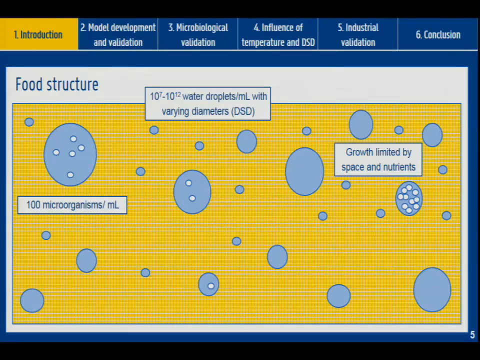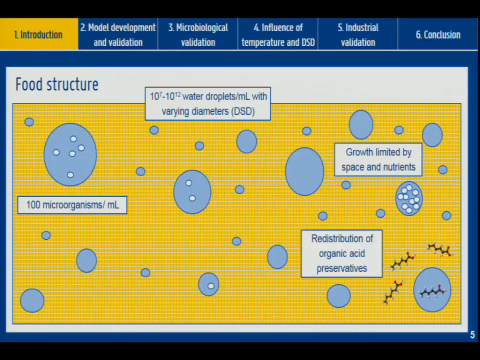And lastly, how food structure influences microbial growth is that it influences the redistribution of organic acid preservatives. If you dissolve a preservative inside your water phase, it will want to redistribute inside the oil phase.